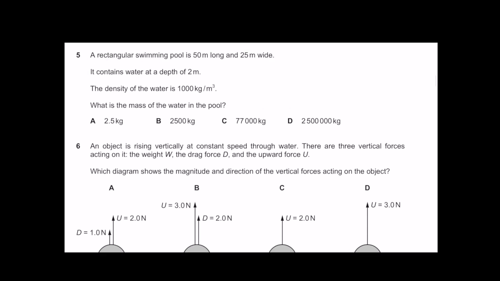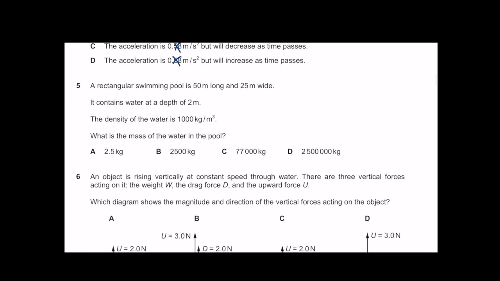In question 5, they said a rectangular swimming pool is 50 meters long and 25 meters wide. It contains water at a depth of 2 meters. The density of the water is given. What is the mass of the water in the pool? We need to do a little calculation here. We can find it in many ways.